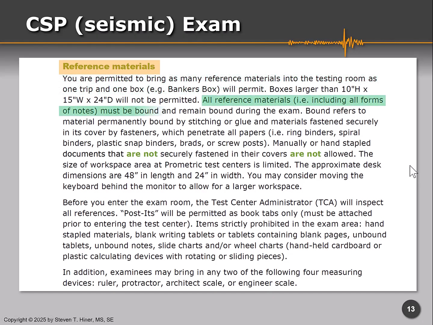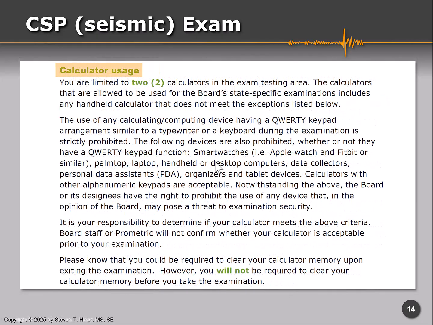All reference materials must be bound and remain bound during the exam. So if you have the SDR workbook and the SDR practice exams, those are spiral bound. That's not a problem. Any copies of handouts or notes that you take need to be 3-hole punched and put in a binder. So there's no loose papers, no stapled papers that would be considered loose. Any code references that you're bringing in, ASCE 7-16 or the IBC or CBC, those need to be bound as well. So again, spiral binding is okay, and so is ring binders.